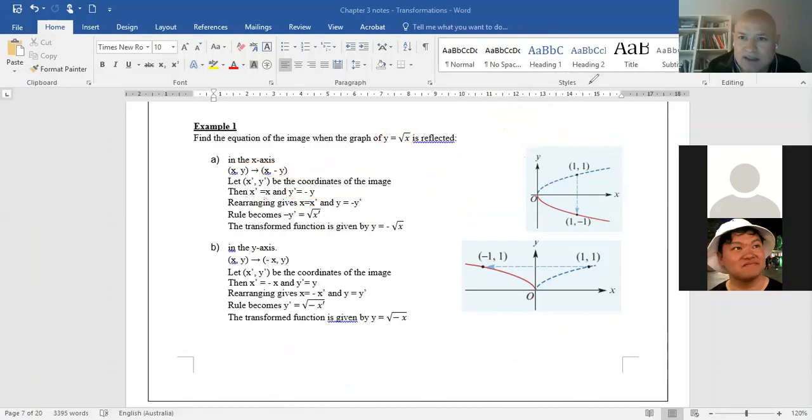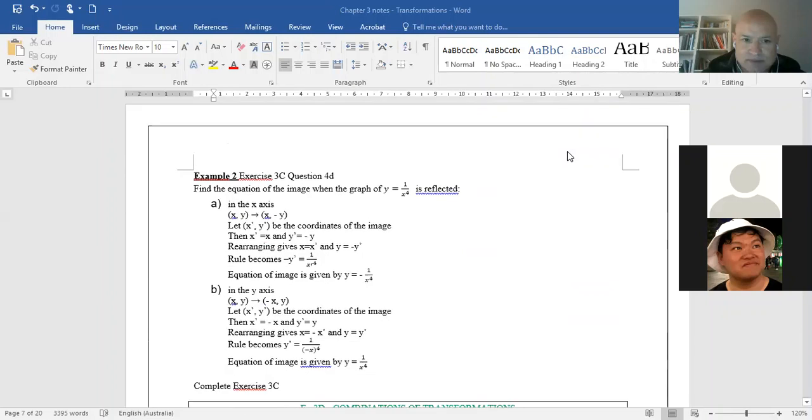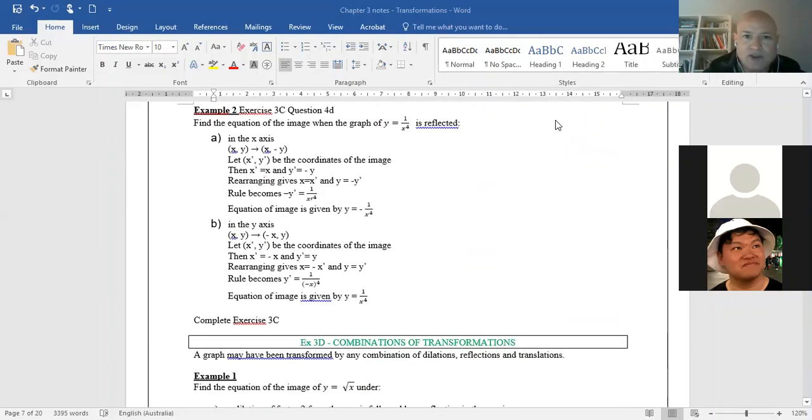Okay, clear this. This is question 4D from your exercise 3C, and it says find the equation of the image when the graph of y equals x to the power of 4 is reflected in the x-axis. Okay, so again, if it's reflected in the x-axis, we put the negative on the y. So then we have x dash equals x. X dash equals x, y dash equals negative y, so y equals negative y dash.